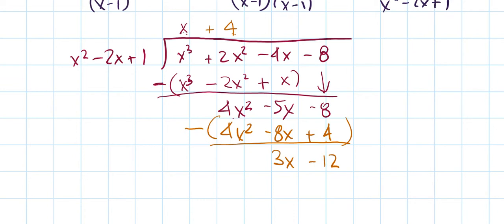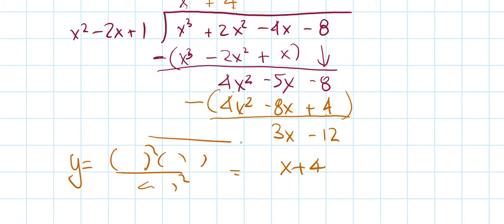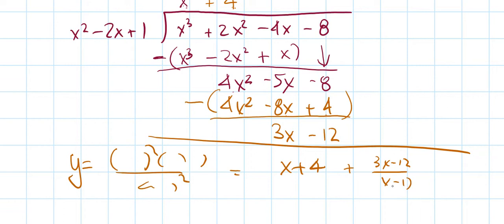That tells us that our original y, this thing over the squared, is really the same as y equals x plus 4 plus 3x minus 12 over x minus 1 squared. Okay, so that's our remainder. Here's our quotient.